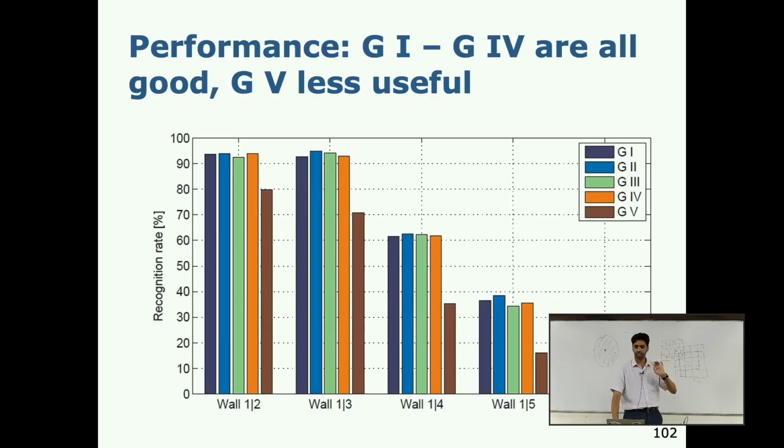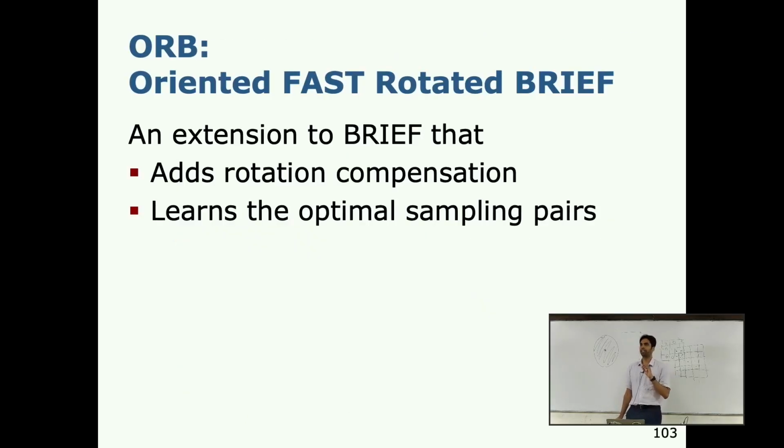So this is BRIEF. The one that's more popular in robotics is ORB, oriented FAST and rotated BRIEF. Has any of you used the ORB features for your projects?